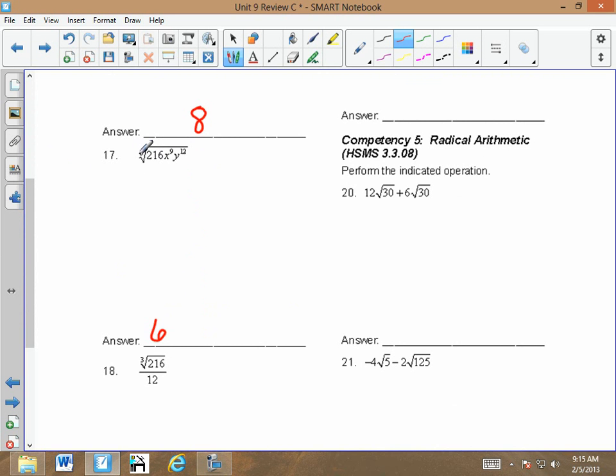Now I'm not dividing by 2, I'm dividing by 3. So x to the 9th, 9 divided by 3 is 3, so x to the 3rd comes out. 12 divided by 3 is 4, so 4 y's come out. So everything comes out of my cubed root.